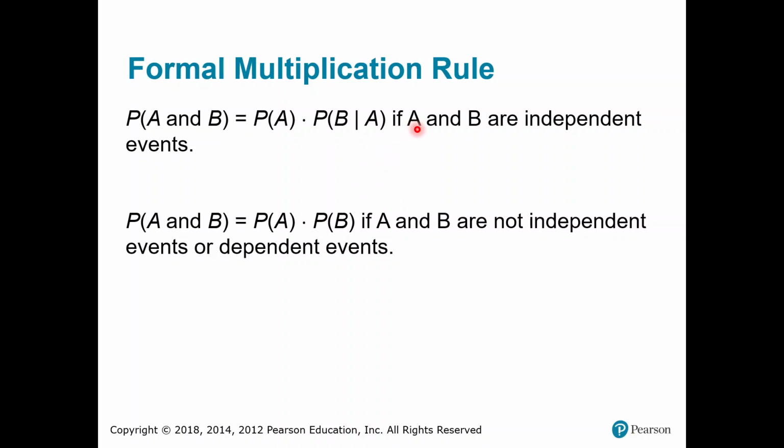Now, this is the multiplication rule. If A and B are not independent events, then P of A and B is P of A times P of B given A. If A and B are independent, then P of A and B is simply P of A times P of B. So once again, it is critical that you know if you have independent events.